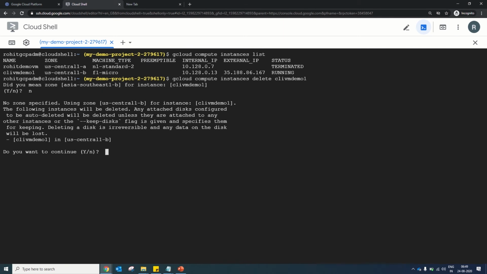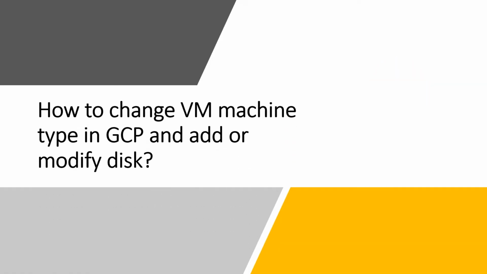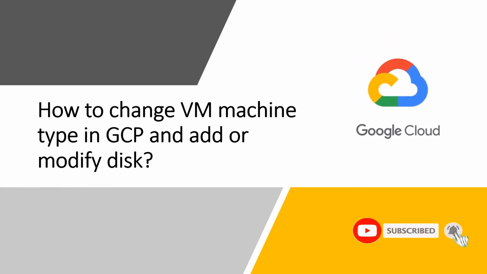So this is the way you can delete the machines and clean your system when VMs are not in use or their purpose is fulfilled. Today I will take you through the process of how to change the VM machine type in Google Cloud Platform and how to add or modify a disk in a VM machine.